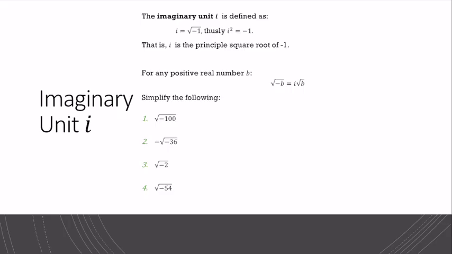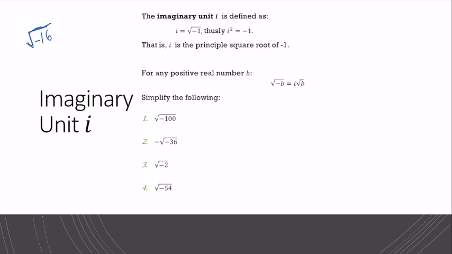So previously, I had told you that we could not take the square root of negative numbers, right? If I took the square root of negative 16, I told you that does not exist. And that's true that it's not a real number, but it does exist as an imaginary number, which is what this video is going to cover.